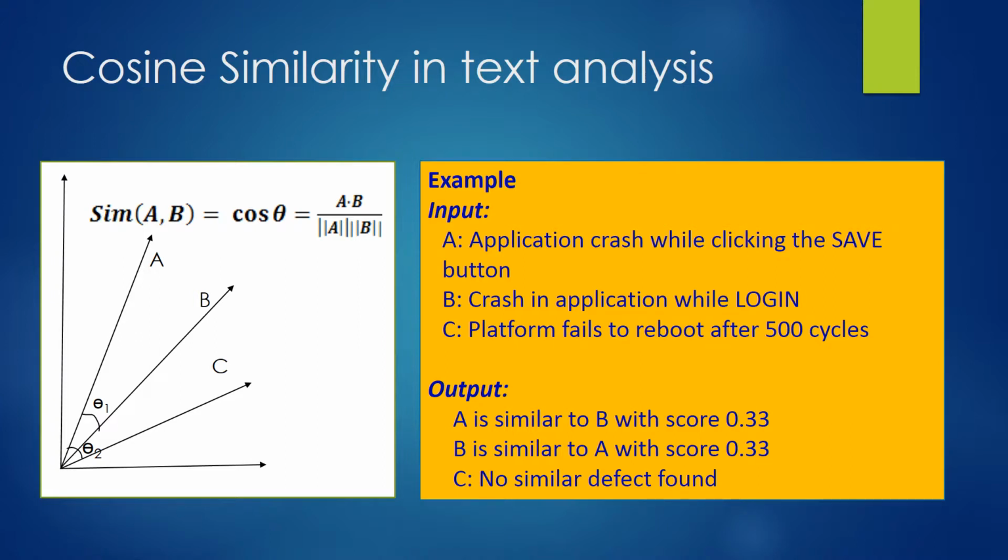In the example shown above, these are the sample defect summaries. We converted them first to lowercase, removed punctuation and stop words, and calculated the cosine similarity scores for each defect. A is similar to B with a score of 0.33. B is similar to A with a score of 0.33. For C, however, no similar defect is found due to no common words with either A or B.